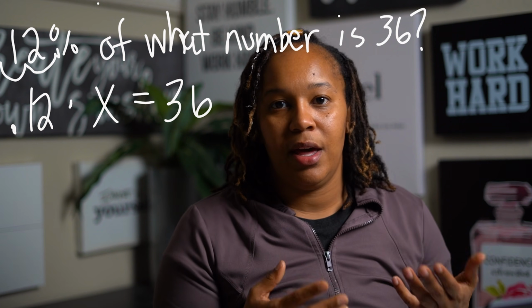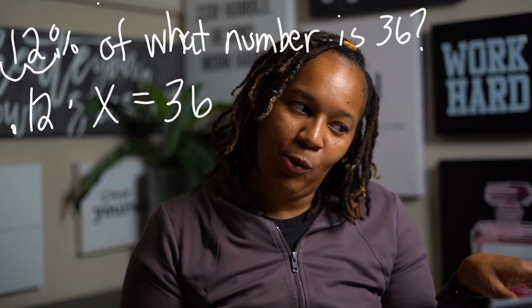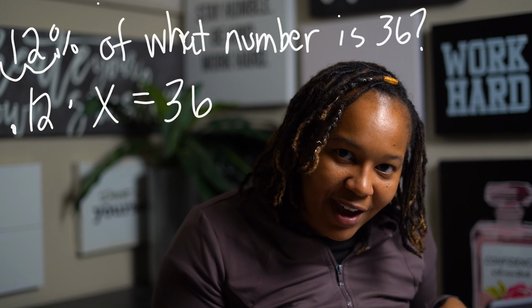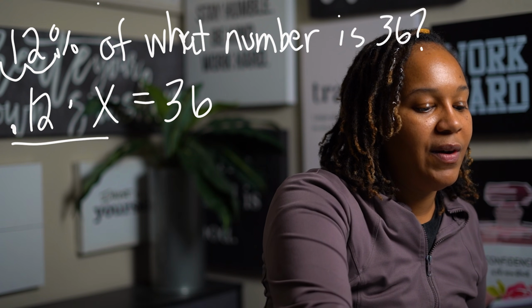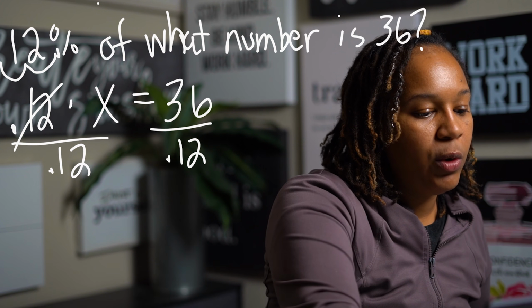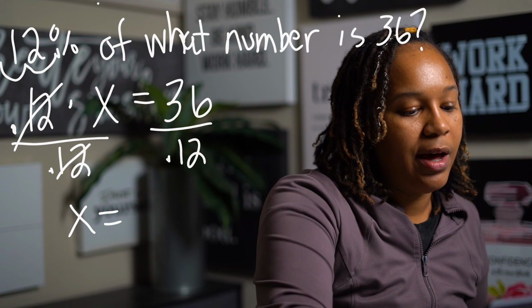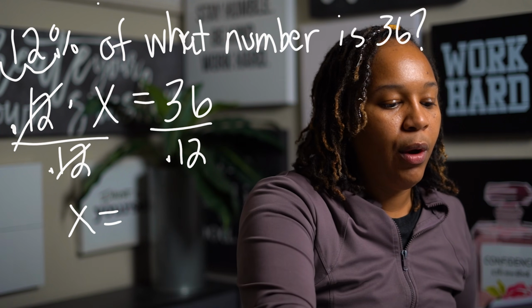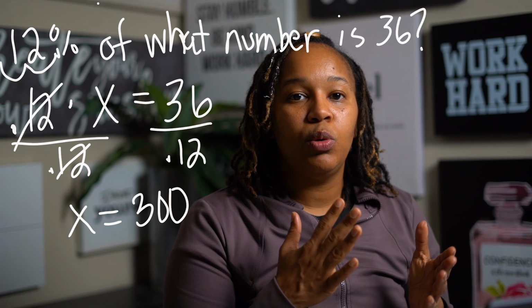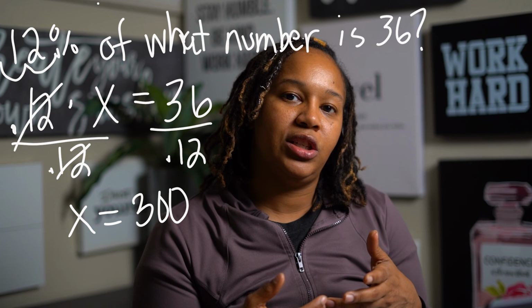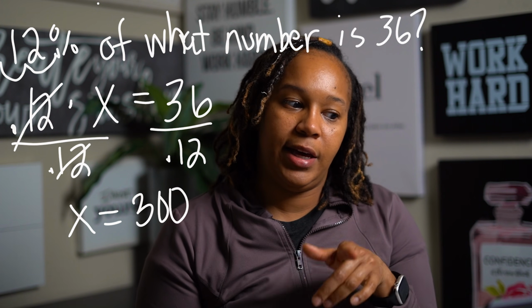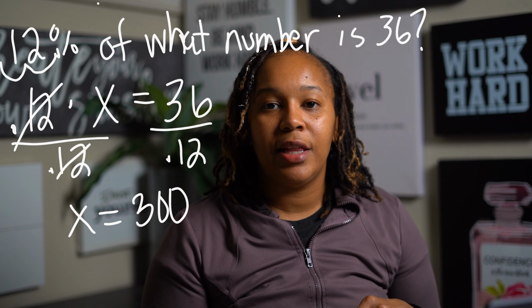Remember, the goal is to get X on the side by itself. So I've got to get rid of that 0.12 that's over there with X, and that's 0.12 times X. So I will undo multiplication, which is division. I'm going to divide both sides by 0.12. So the 0.12s are going to cancel, leaving me with X on the left side. And 36 divided by 0.12 actually ends up being 300. And so 12% of 300 is actually 36. And again, you can use a basic calculator on the TSIA exam, so you could just plug that into your calculator.